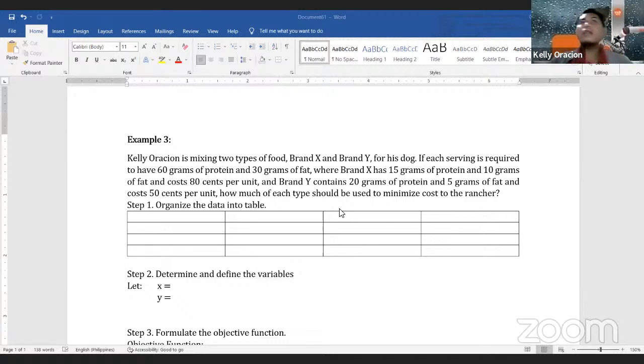Let me read it to you. Kelly or Rashawn is mixing two types of food, brand X and brand Y, for his dog. So I have a dog there, no? So I'm going to mix two types of food.